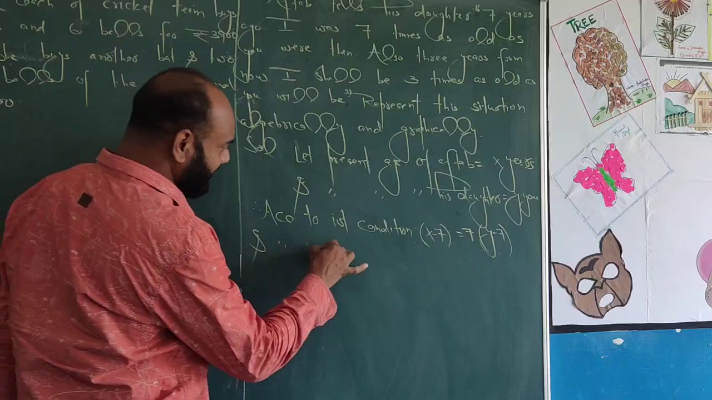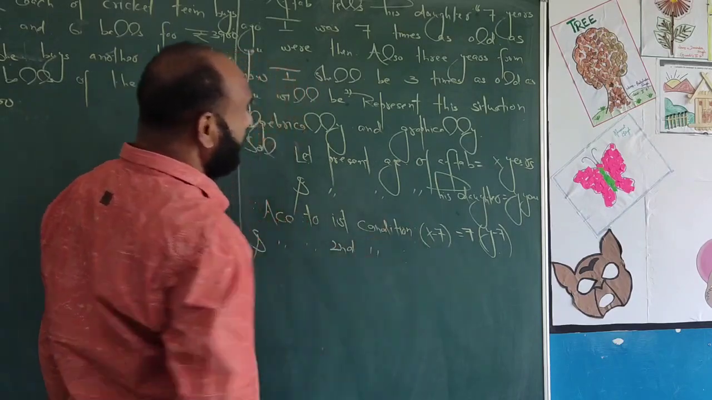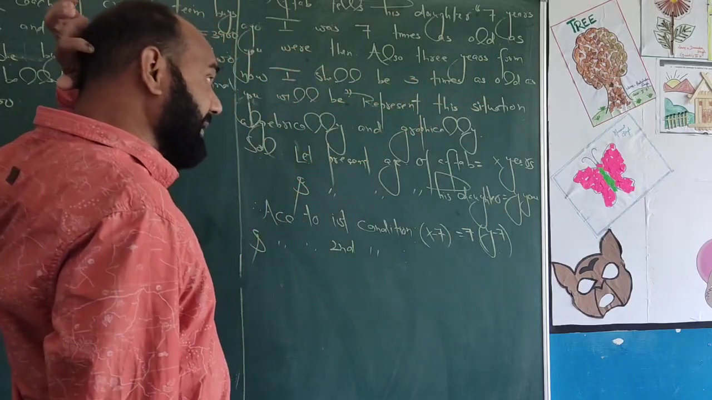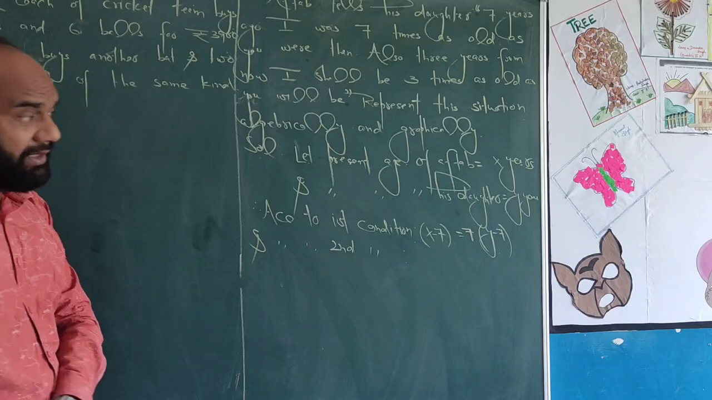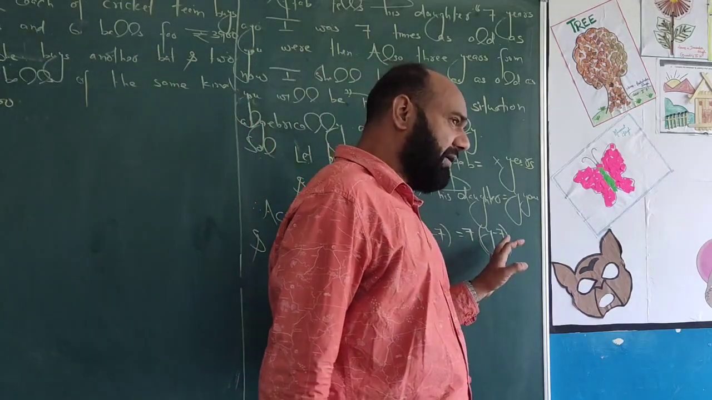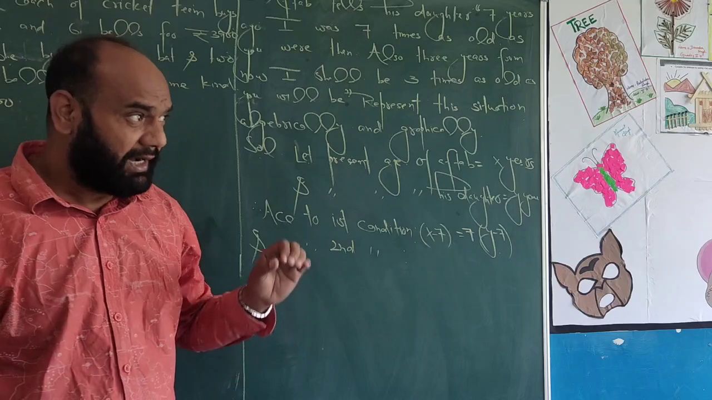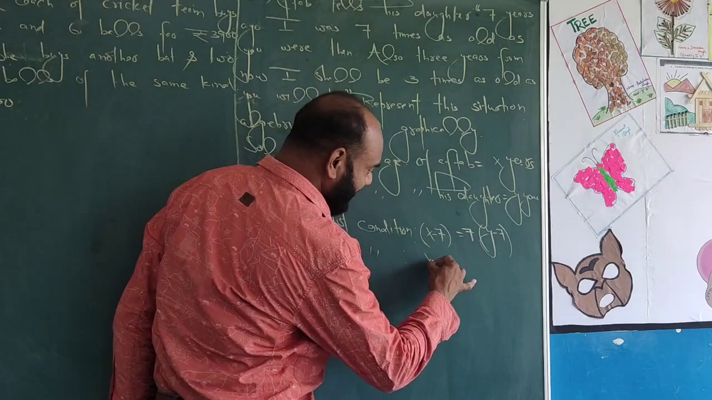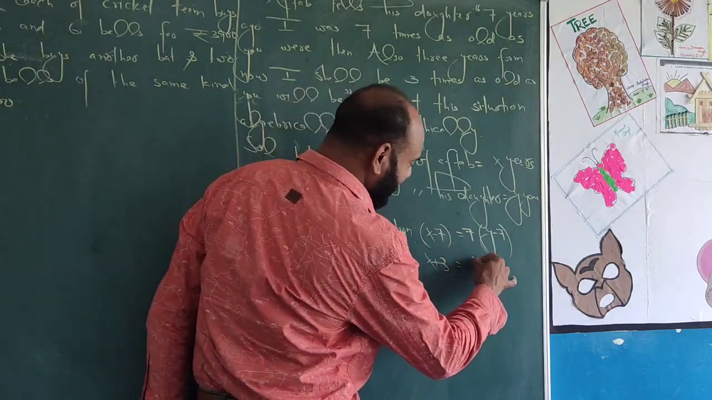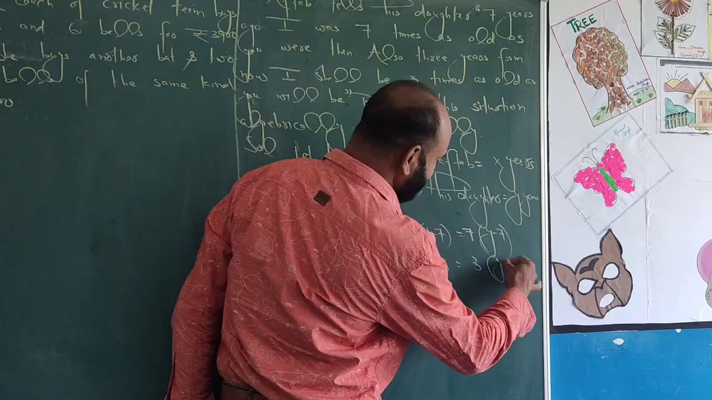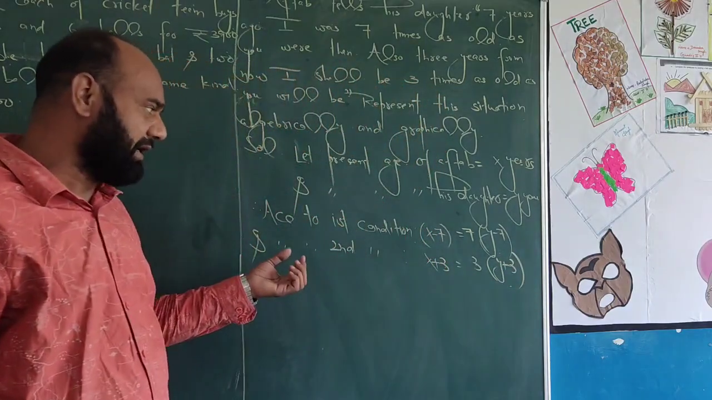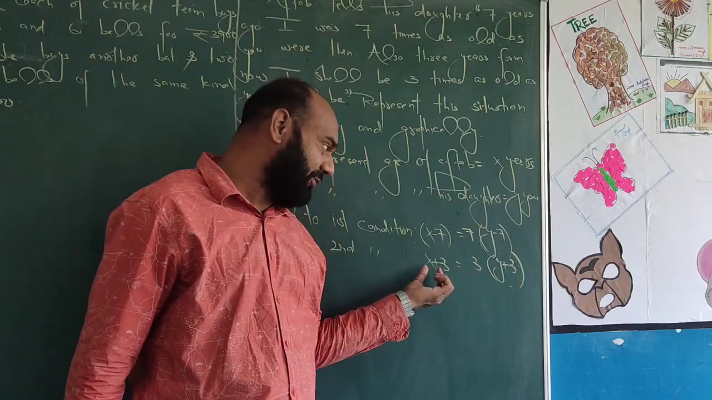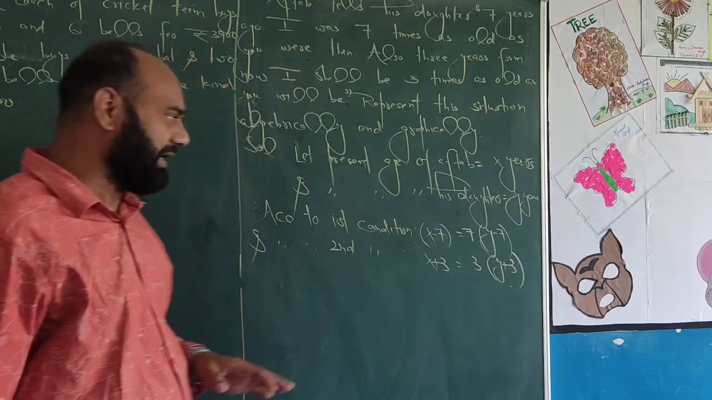And according to the second condition, 3 years from now, I shall be 3 times as old as you will be. After 3 years, the age of Aftab is x plus 3 and the age of his daughter is y plus 3. And according to the condition, Aftab is 3 times as old as his daughter. Therefore, x plus 3 is equal to 3 times y plus 3.